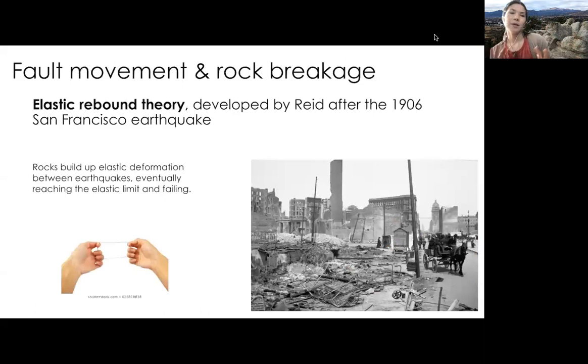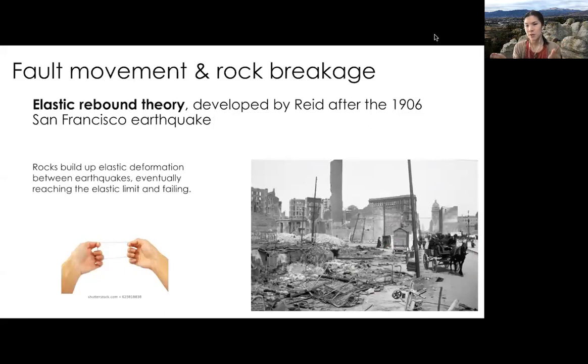Okay, so the actual movement of the fault and rock breakage is something we didn't really start to understand until the early 1900s. After the San Francisco earthquake in 1906, Reid developed the elastic rebound theory. And this is essentially the idea that rocks are acting kind of like a rubber band. Like between earthquakes, you have this tension building up, this elastic deformation. So that's essentially you're stretching the rubber band. Nothing permanent is happening. There's no energy release.